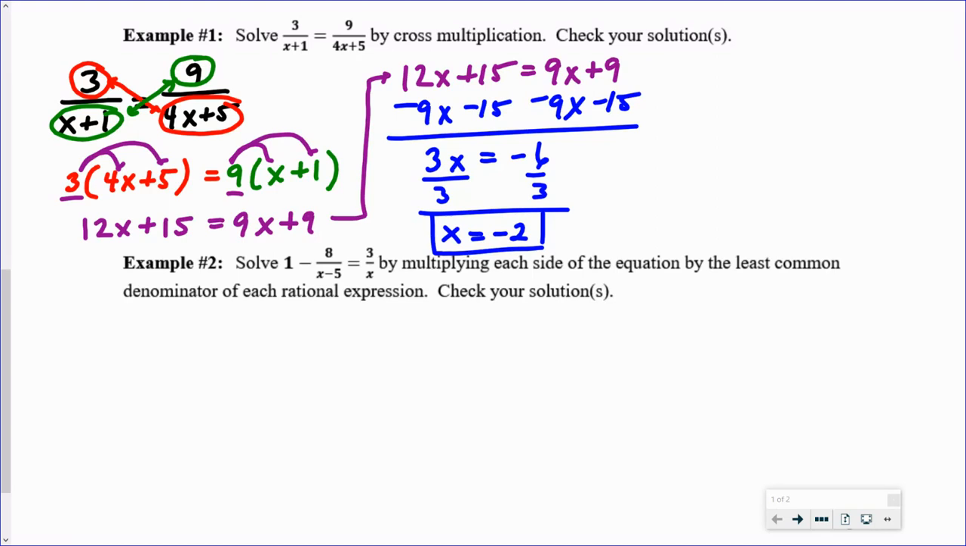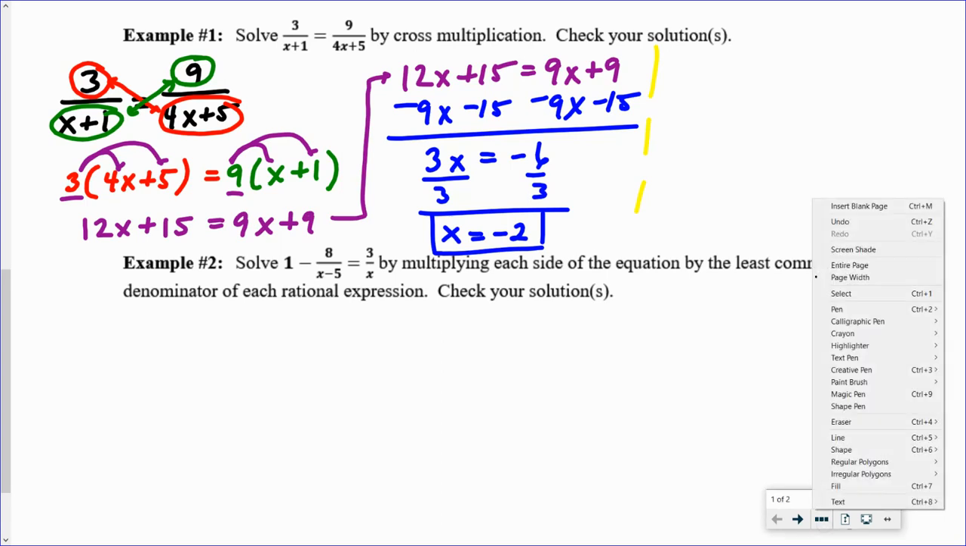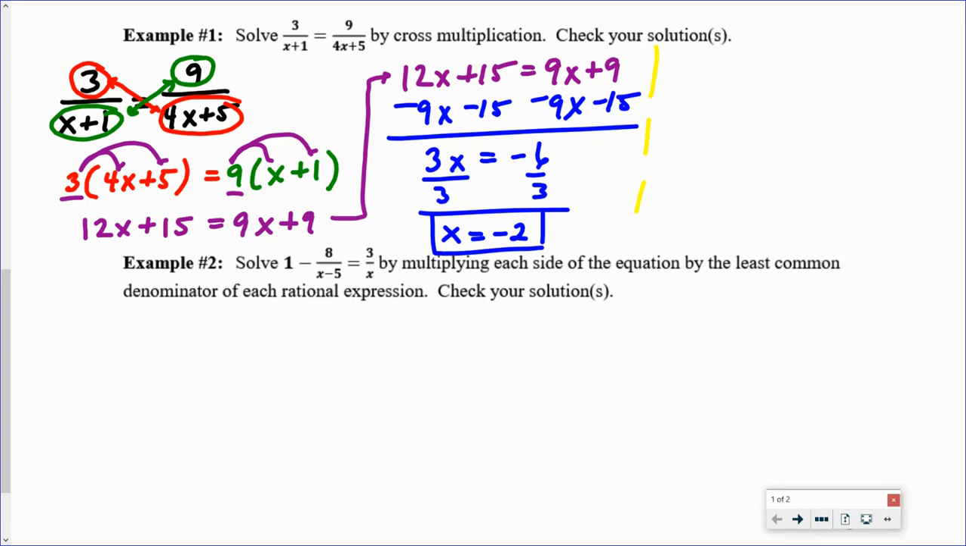What we want to do quickly is just check to make sure that that is actually the correct solution. So we're going to do that off to the side here. I'm going to replace x with negative 2 anywhere I see that in the original equation. Negative 2 plus 1 in the denominator here is negative 1. So it's 3 over negative 1, which gives us negative 3.